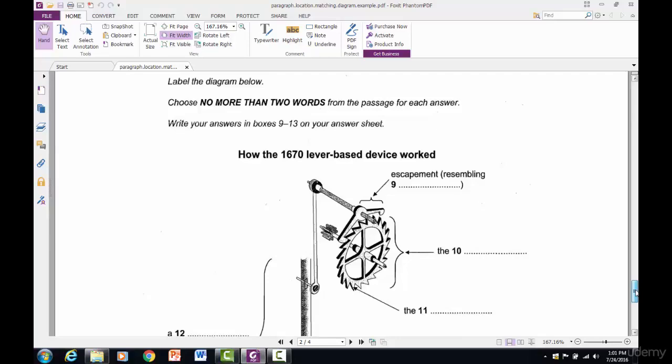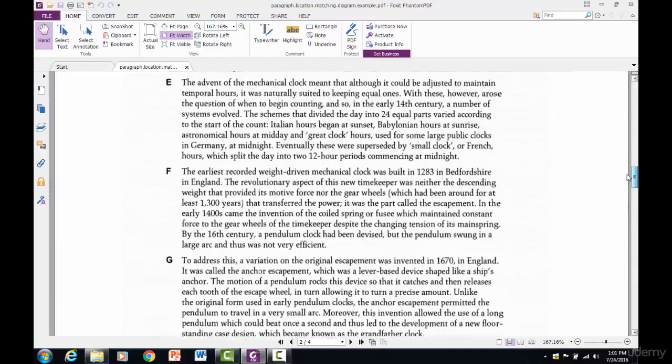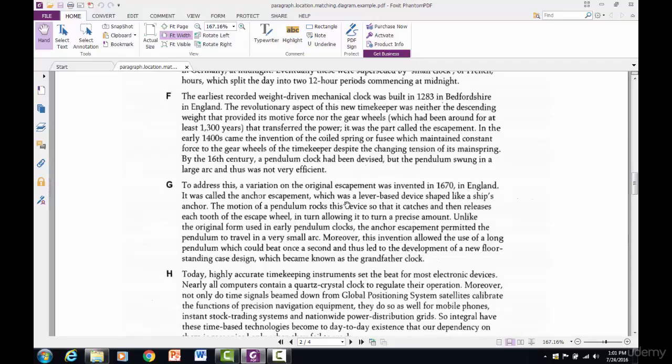Number 10 and 11. We can look at those together. Well, it looks like a circle. It looks like the wheel of a car. The motion of the pendulum rocks the device so that it catches and releases each tooth of the escape wheel. That's exactly what that looks like, right? It looks like a wheel, the escape wheel, and that other thing looks like a tooth. Tooth and wheel, they're together also. Tooth of the escape wheel, right?